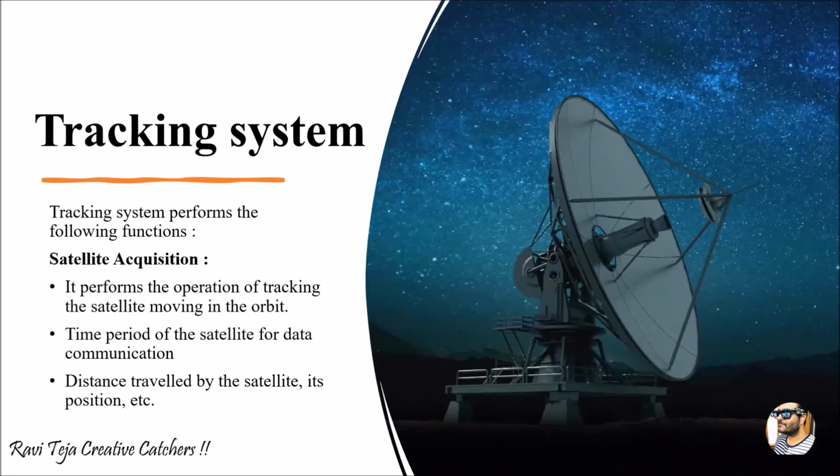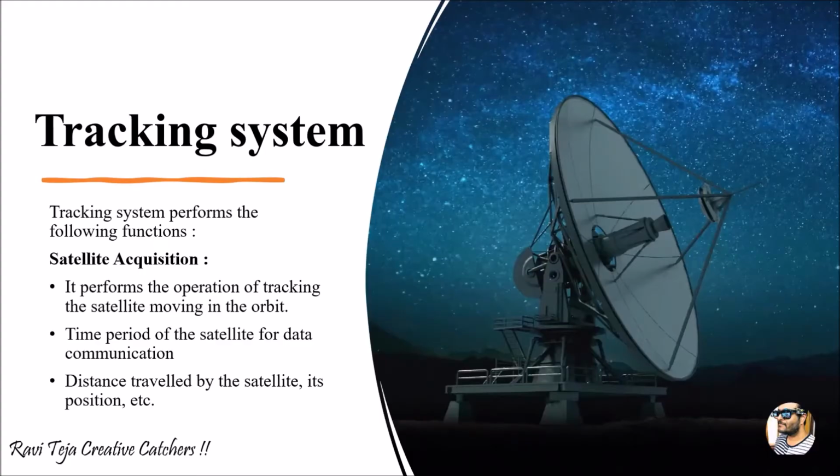This particular earth station will have unique antennas, which you see in the diagram over here. These unique antennas help in tracking the particular satellite which we want, which are moving in the particular orbital systems.